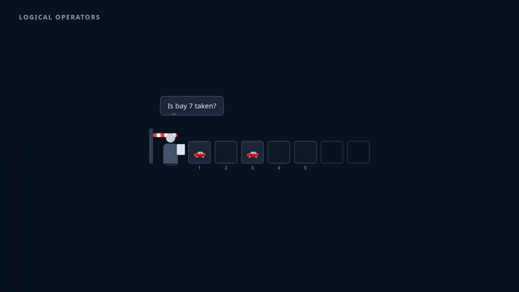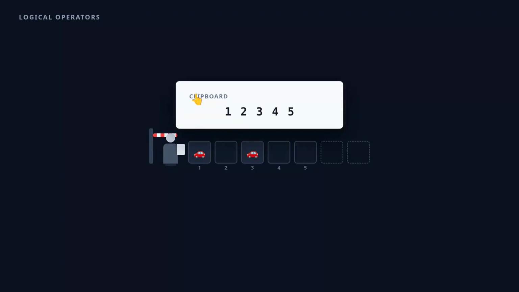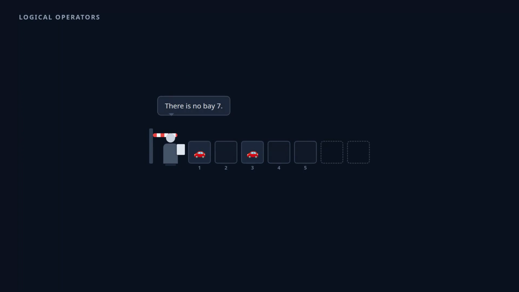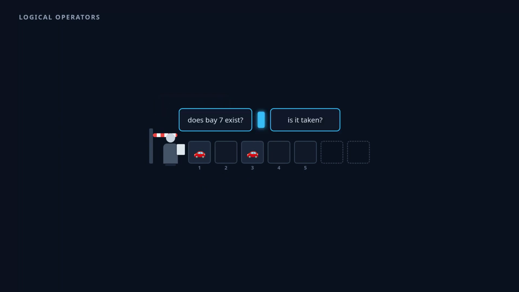Picture a parking garage with 5 bays. You pull up and ask, "Is bay 7 taken?" The attendant glances at his board. He says, "There is no bay 7," and he stops. He doesn't walk down to bay 7 and look, because there's nothing down there to look at. The first half of the question already settled it.